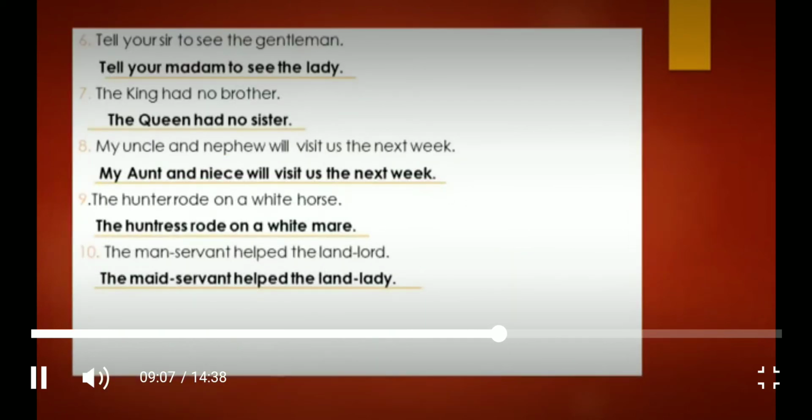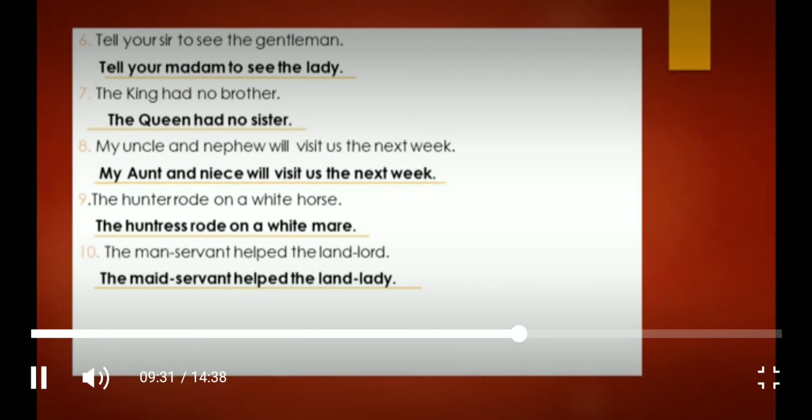Tell your sir to see the gentleman. Tell your madam to see the lady. The king had no brother. The queen had no sister. My uncle and nephew will visit us next week. My aunt and niece will visit us the next week.